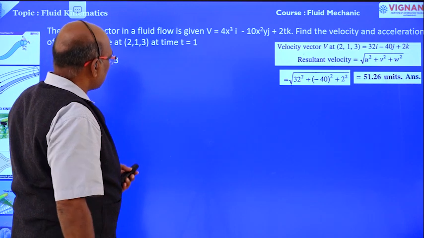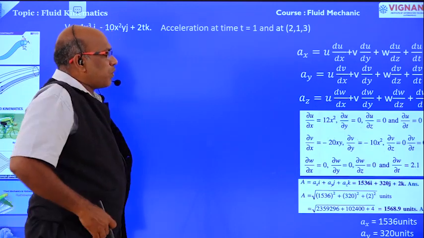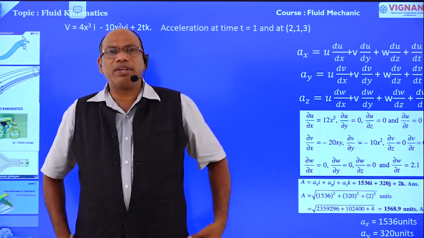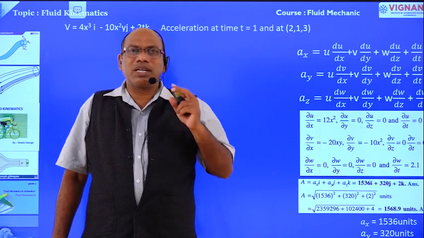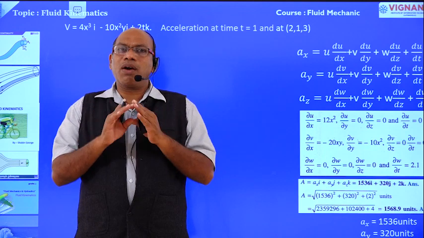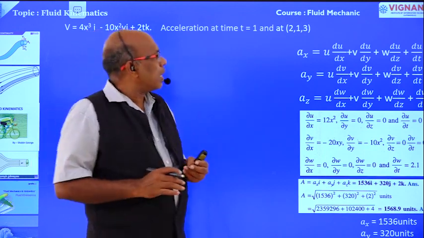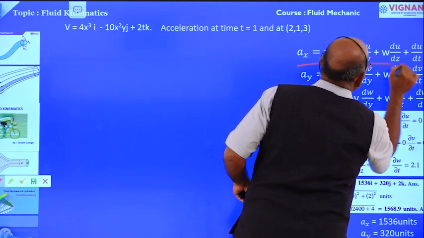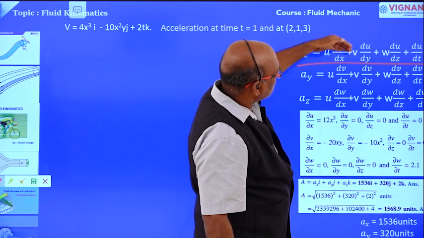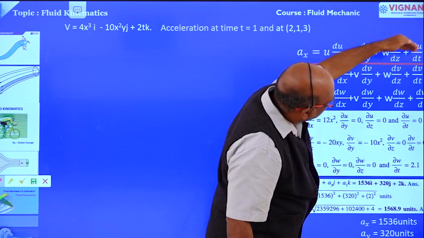We are going to determine the acceleration. What is the formula for the determination of the acceleration? Acceleration means, here two types of accelerations already I told you. One is local acceleration, another one is convective acceleration. But they have not mentioned determine the local acceleration or convective acceleration. Here total acceleration formula is this one, that is, ax in the x direction is equal to u into du by dx plus v into du by dy plus w into du by dz plus du by dt.